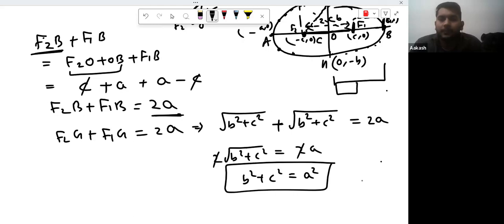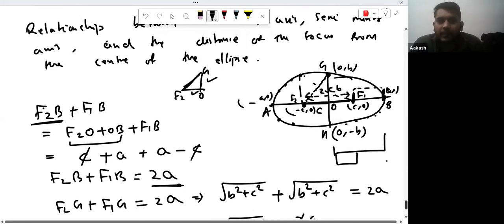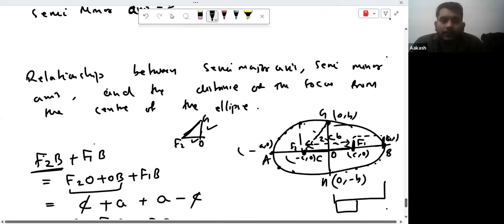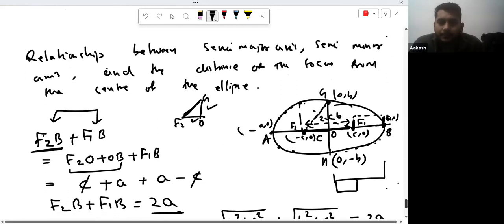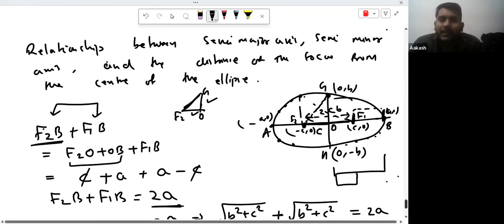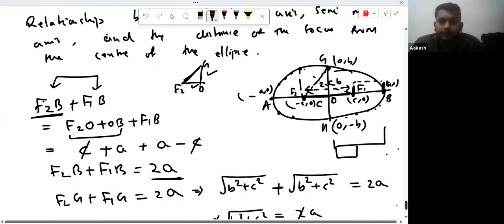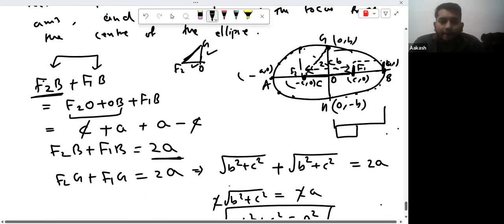Okay. So try to do one thing. Just try to figure it out on your own. Find F2B and F1B. Then find F2G and F1G. Replace that with the 2a. Try to find it on your own. See if you can get this. Draw the diagram also on your own. Don't look at the screen. All right. Yes, sir.